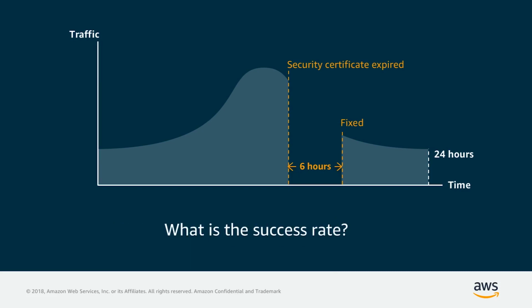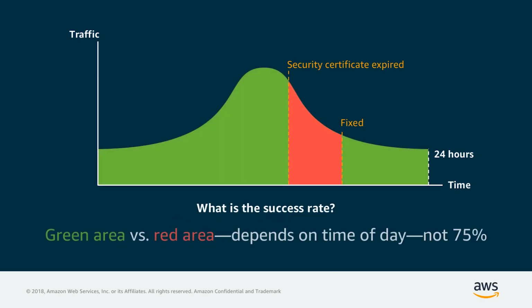But this is just up and down. It doesn't tell you about the success rate, because if you look at the number of successes versus the number of failures for this day, it depends on the time of day. If you have an outage during peak time, then it's going to be more impactful than if you have the same duration outage at night when the traffic is lower. So I didn't do the actual calculation in these areas, but it's definitely not 75%.